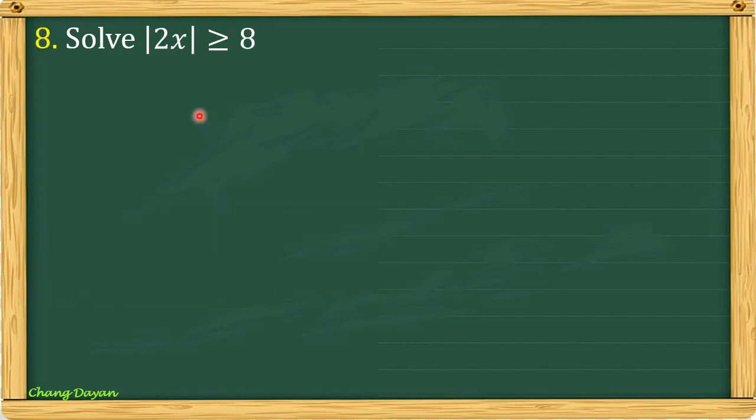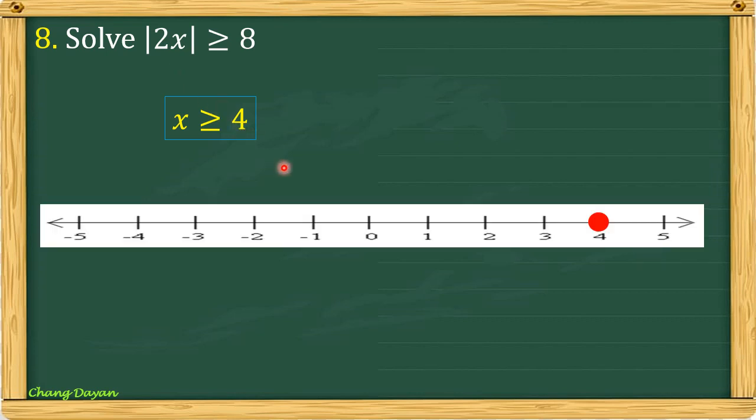Next, solve 2x greater than or equal to 8. So, we have x greater than or equal to 4. So, bakit naging ganyan? We divide 8 by 2. So, 8 divided by 2 is 4. So, we have here, plot the point 4 here, greater than or equal to 4. So, we have to draw the line going to the right since that is greater than or equal to 4.